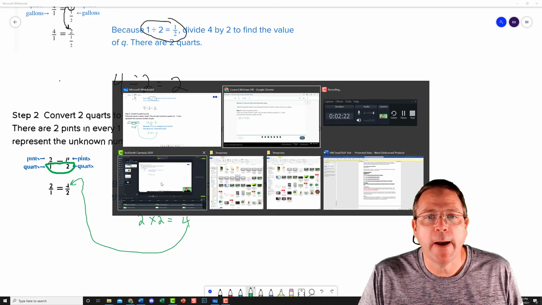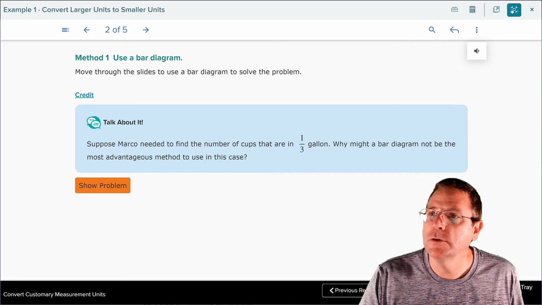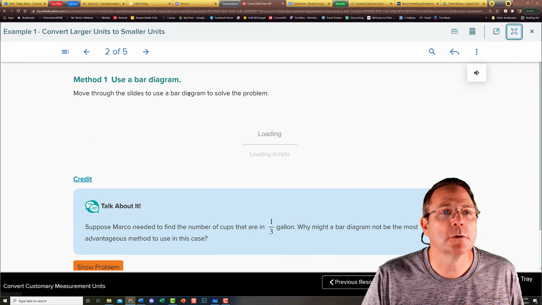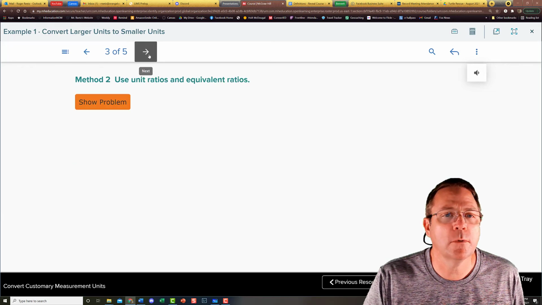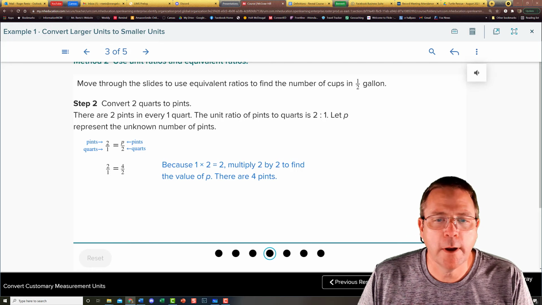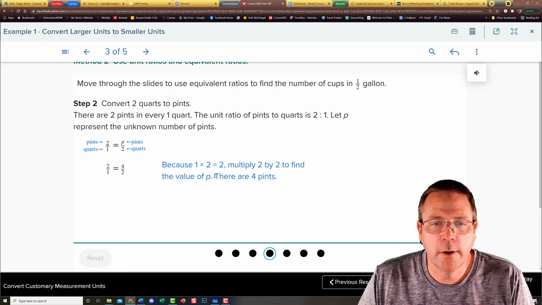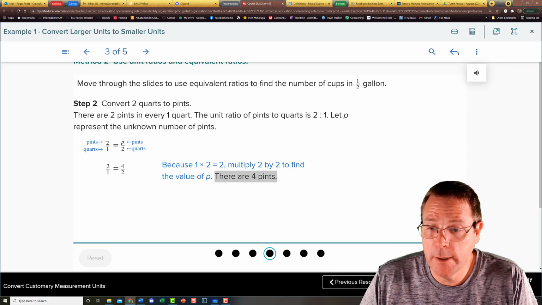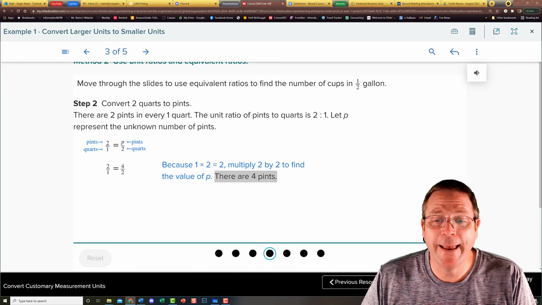So we're going to jump back over to our textbook page. On our textbook page, I'm not sure what just happened there. Let's go forward. Alright, we got it figured out here. And you can see that right here, they have listed that 2 pints are now going to be equal to 2 quarts. So with that, we're going to move on to the next slide because we're still not where we need to be. It wants to know how many ounces there are.